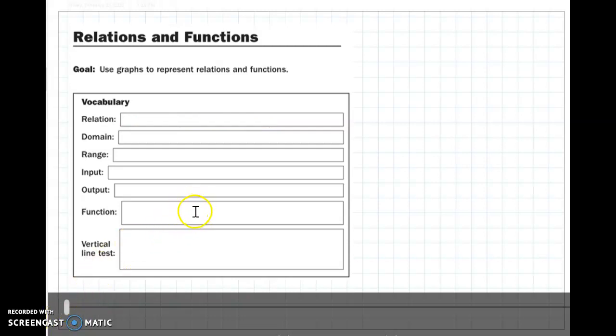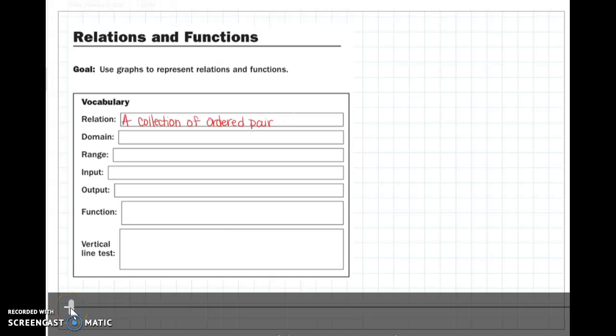Functions and relations. This is the first day of our new unit about linear functions. So what we did today was go over the vocabulary, the important vocabulary that you're going to need for this entire chapter. Our first vocabulary word was relation.